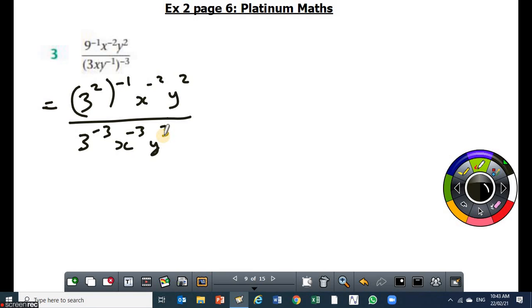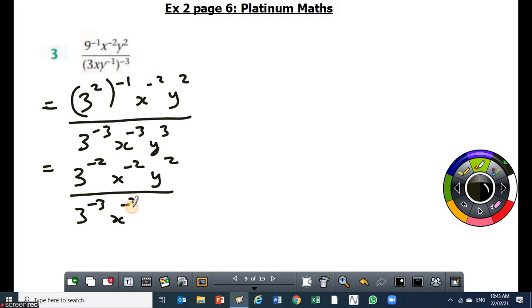Okay, then the next thing, I'm going to remove the bracket there. So that will be 3 to the power of minus 2 times x to the power of minus 2 times y squared all over 3 to the power of minus 3 times x to the power of minus 3 times y cubed.